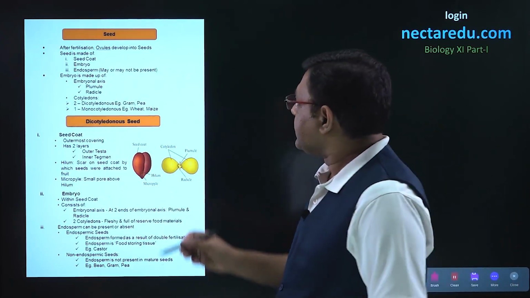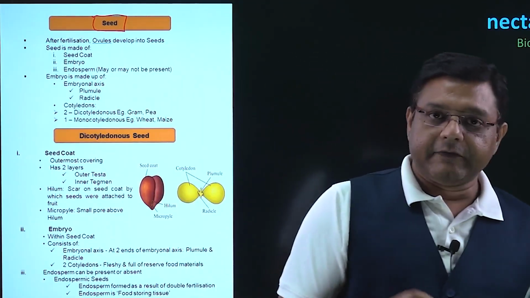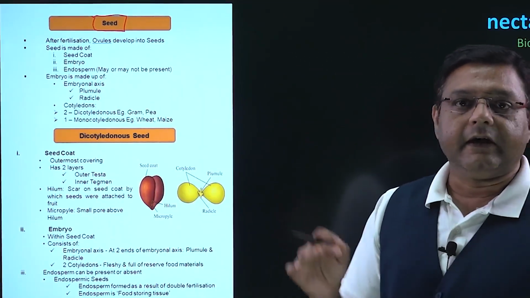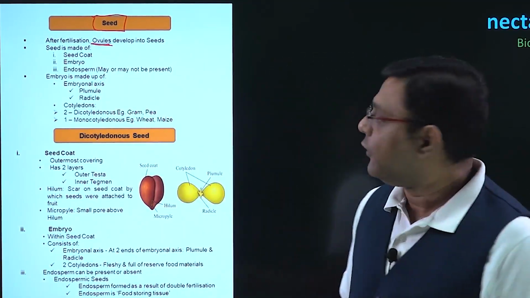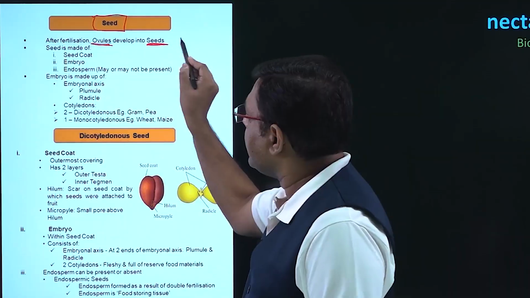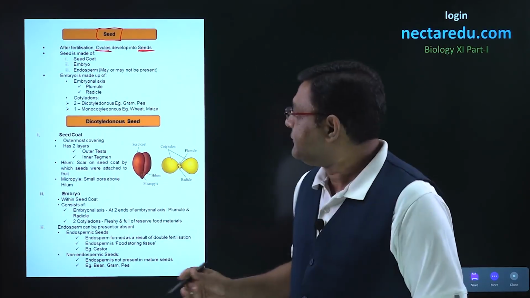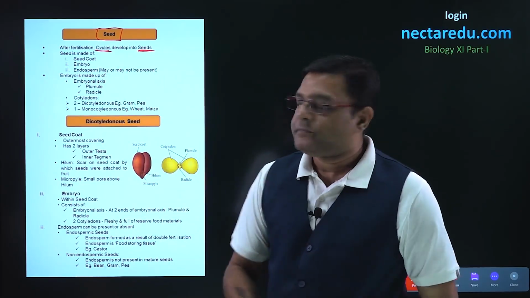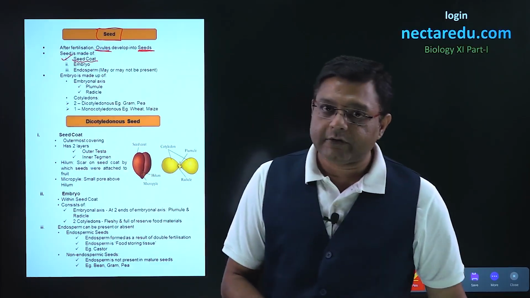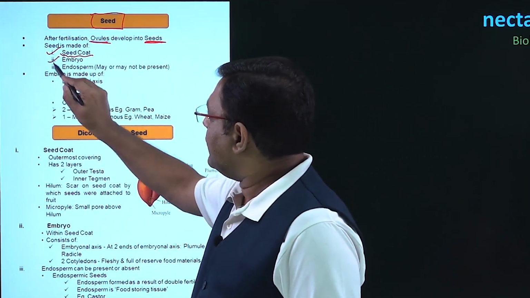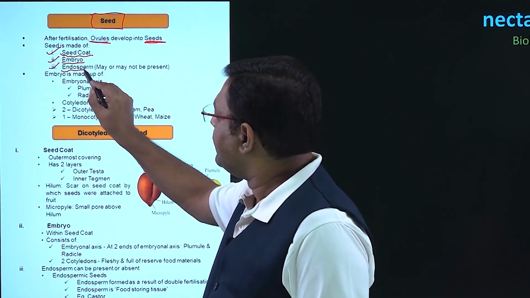In this particular video, we will look into the details of seed. Now, after fertilization, the ovary converts to fruit and the ovules which are present inside the ovary develop into the seeds. If we talk of the structure of seed, then it will have three parts. The first part is the outer covering, which is called the seed coat. Inside the seed coat, there will be embryo, and there is a third part which is called endosperm.